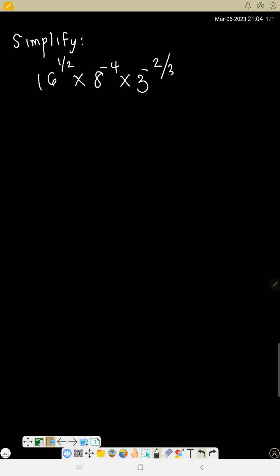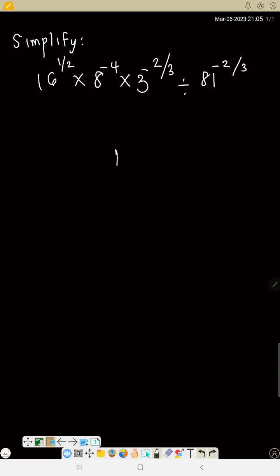Simplify 16 raised to power 1 over 2 times 8 raised to power minus 4 times 3 raised to power minus 2 over 3 divided by 81 raised to power minus 2 over 3. And note something about all the index form. If you have known one before, you don't need to start doing it next time, you know it's the same.